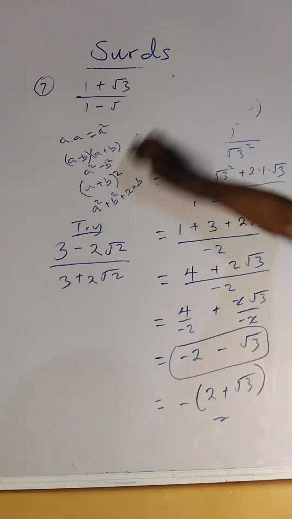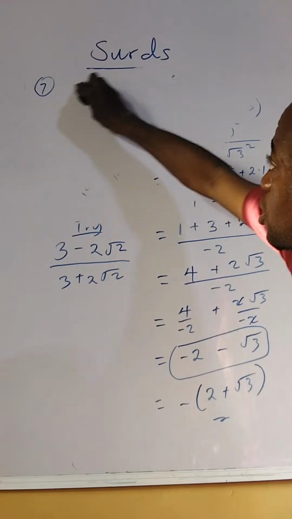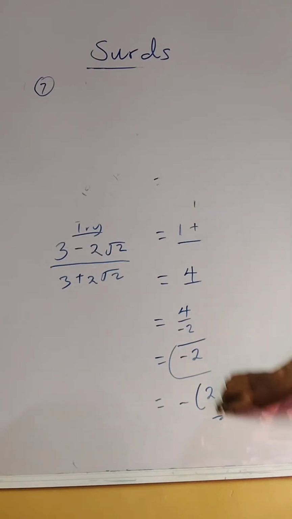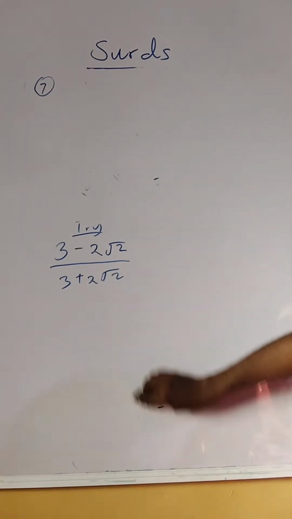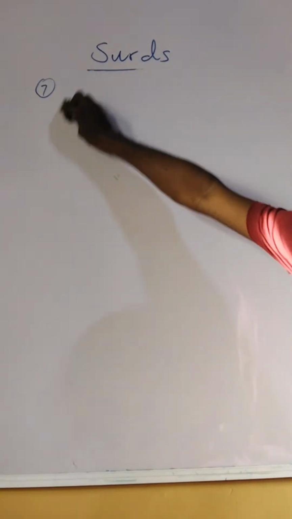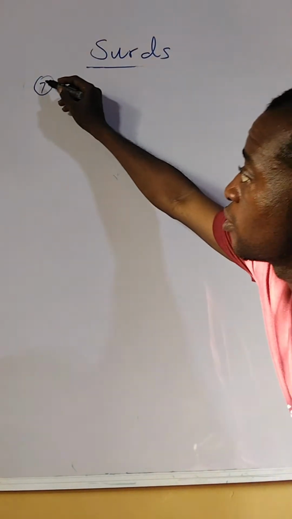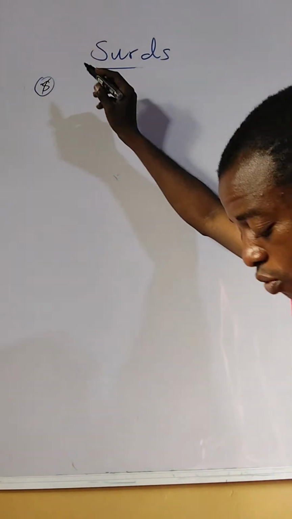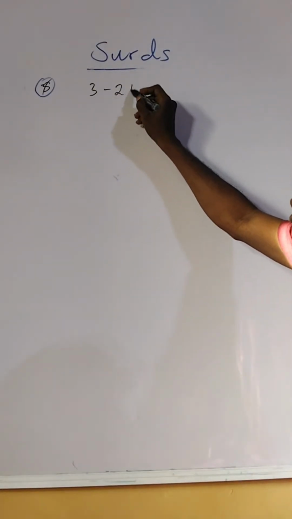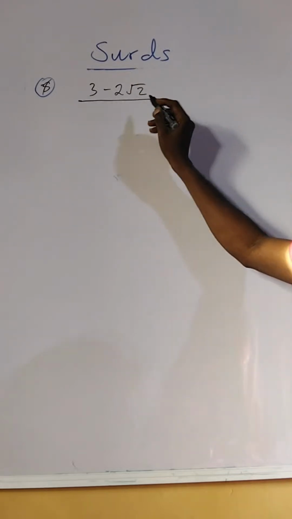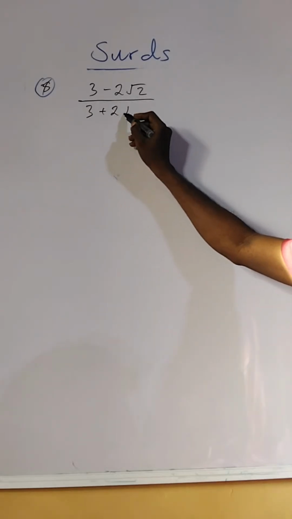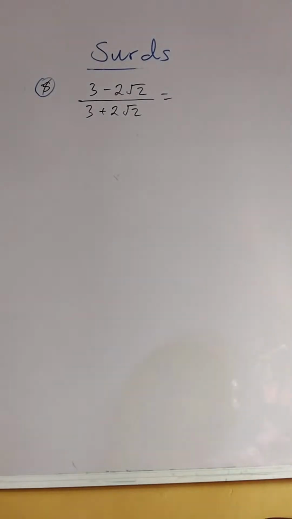So the same method of rationalization there, which we are going to call our number 8 question, which is 3 minus 2 root 2 divided by 3 plus 2 root 2.